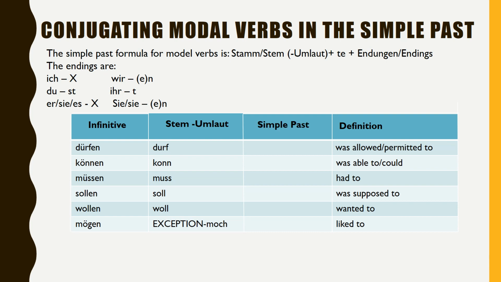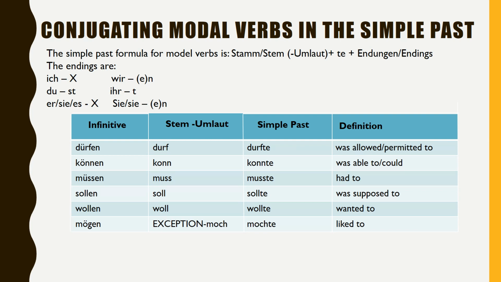Now we have this simple past. So you have your stem, you need to add te plus your endings. We're going to do these for the ich and the er/sie/es forms of the verbs. Pause the video now to try this on your own. You should have dürfte, konnte, musste, sollte, wollte, and mochte.